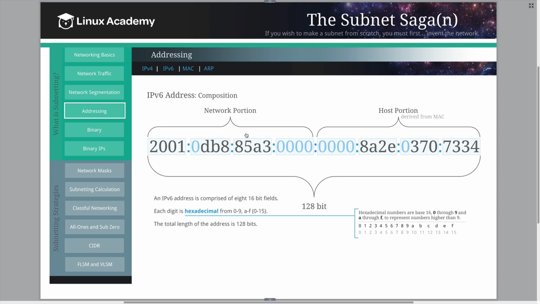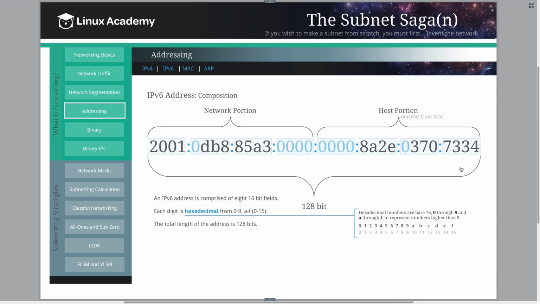Now, IPv6 addresses are somewhat unique. The first half is considered the network portion. The second half is considered the host portion and is often derived from the MAC address. What this means is that the first half of the address is the network address. This denotes what network this address belongs to. The back half denotes the host number or the host address within the network that is the front half.